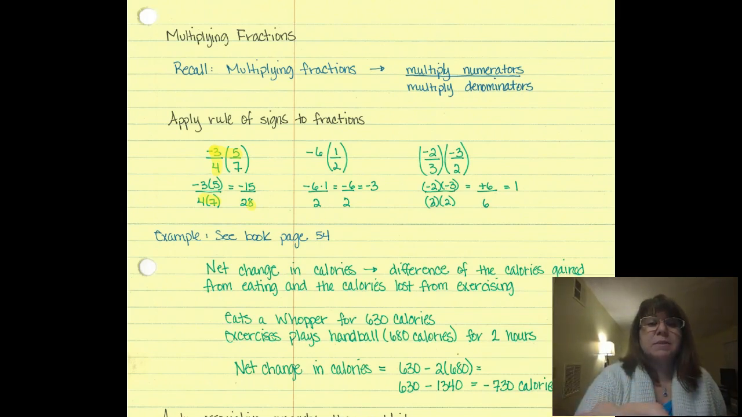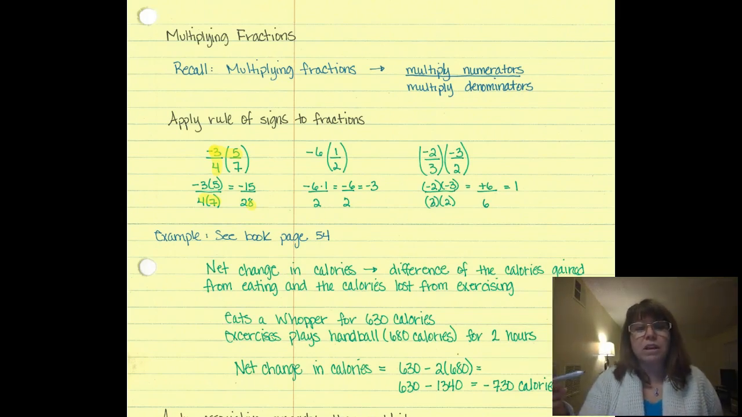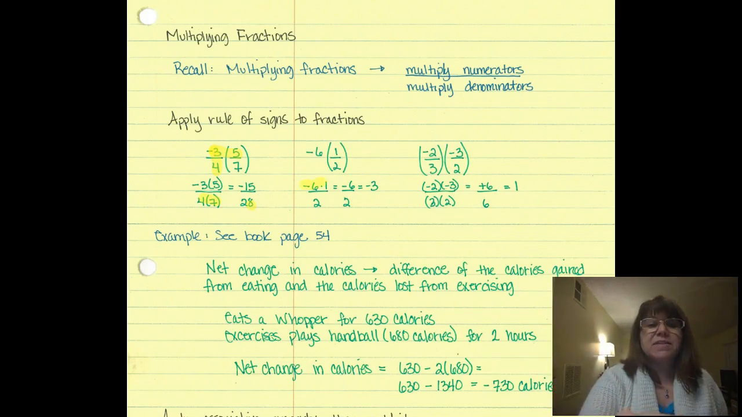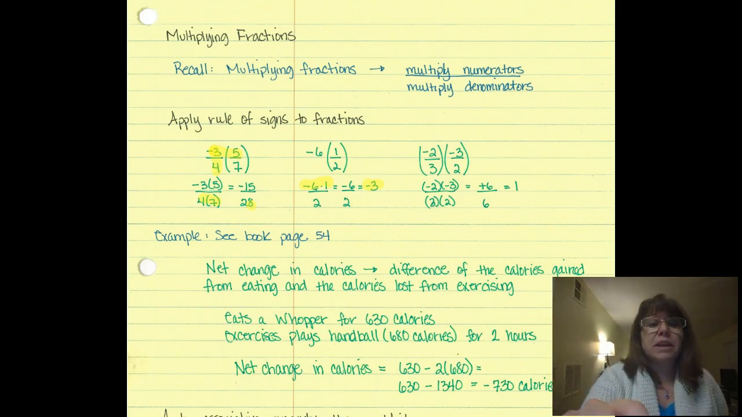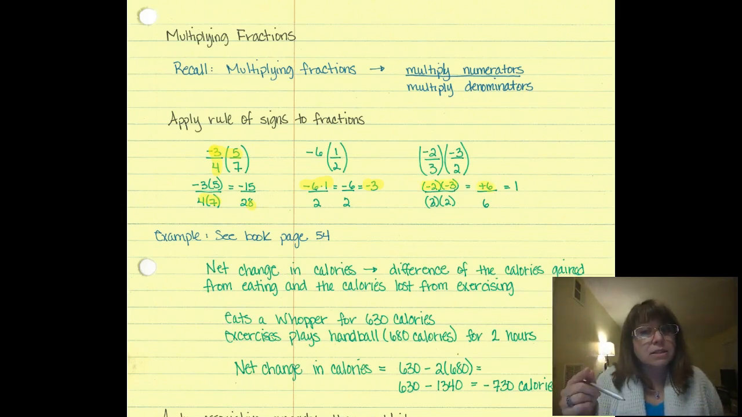To multiply -6 by 1/2, remember, any whole number has an implied 1 in the denominator. So it's -6 times 1 becomes -6. 2 times 1 is 2. -6 over 2 we can reduce to -3. So our solution is -3. When we have two fractions and they're both negative, it's going to be -2 times -3. That becomes a +6. Negative times negative is positive. And then 3 times 2 is 6. A +6 over 6 is 1.